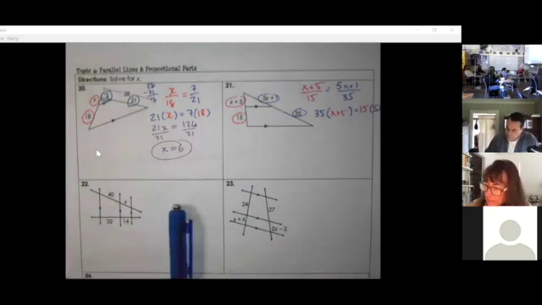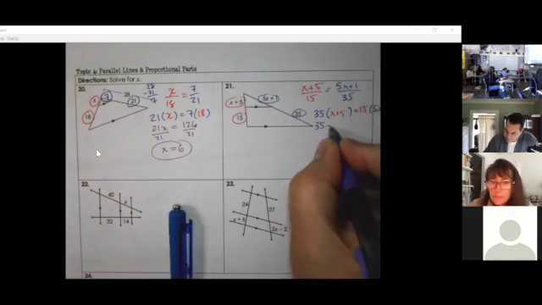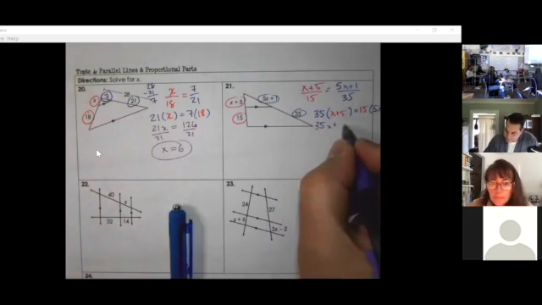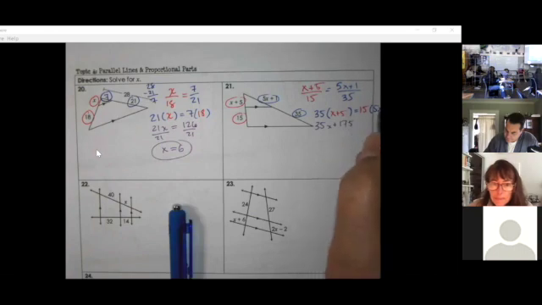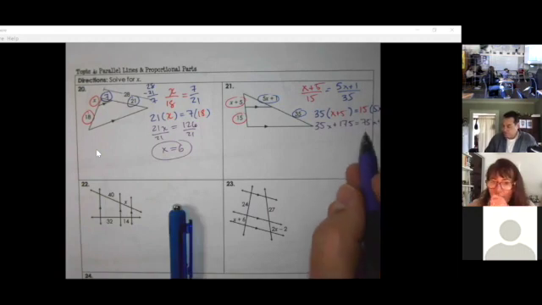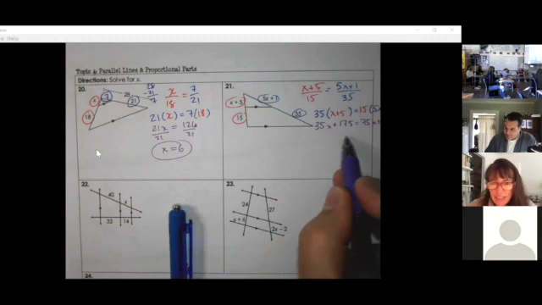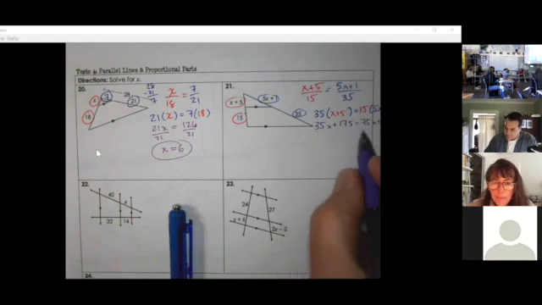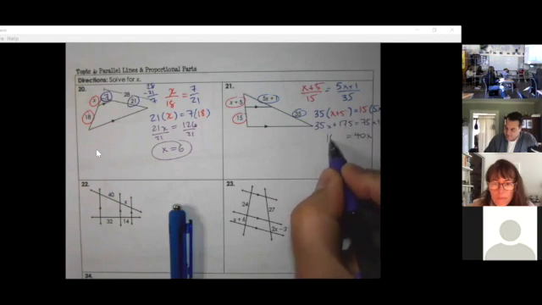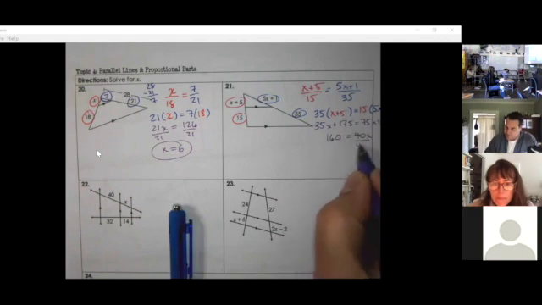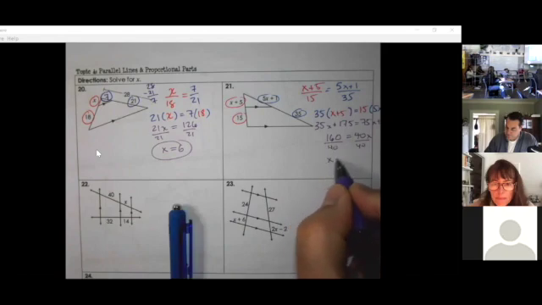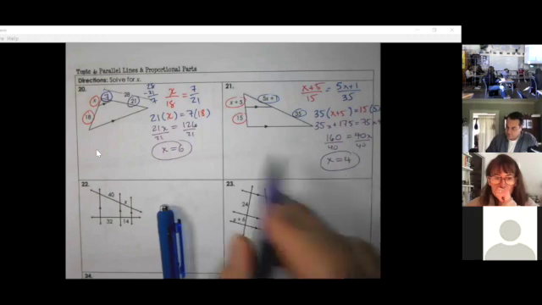Which gets me 35x plus 175 equals 15 times 5 is 75x plus 15. Looks like I've got more x's there, so I'm going to subtract this way. So 75x minus 35x is equal to 40x. 175 minus 15 is 160. Divide by 40, divide by 40, x equals 4. And yes, we were looking for the value of x.